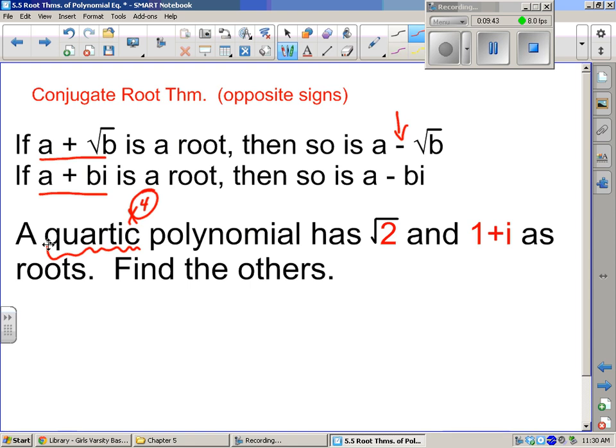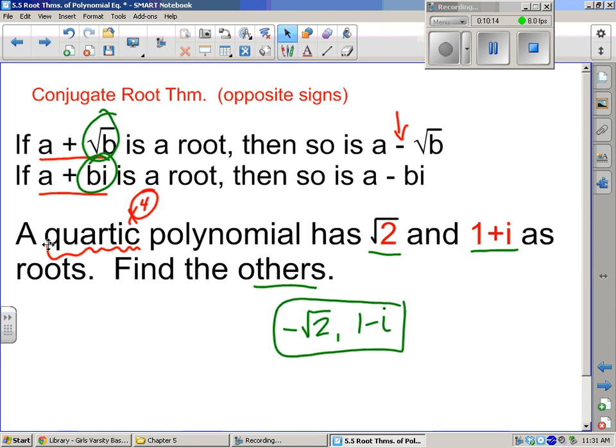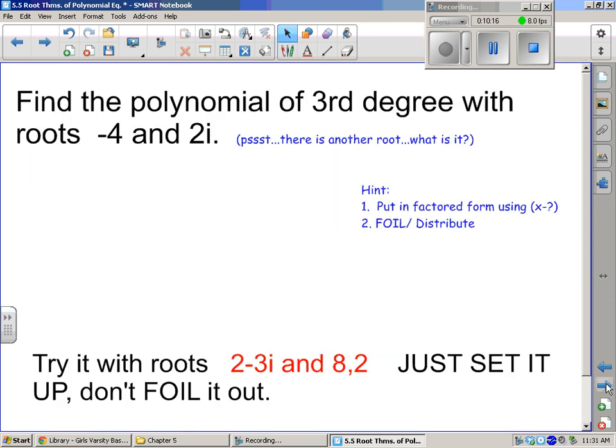That tells you that there should be 4 total roots in the end. They're telling us that we have one of them that is the square root of 2, and the other one is 1 plus i. It asks us to find the others. We know that since we already have 2 to start, there's going to be 2 others. You change the sign on whatever the radical has or whatever the imaginary number has. So since they gave me positive root 2, I know that negative root 2 is also a root. And they gave me 1 plus i, so we know that 1 minus i is a root. And that's all we're being asked. Now that's easy. It sounded more complicated, but it isn't.